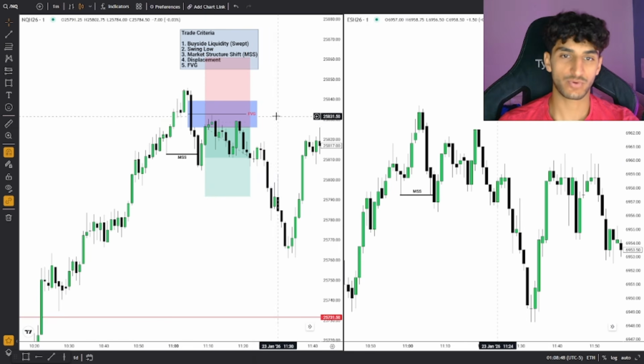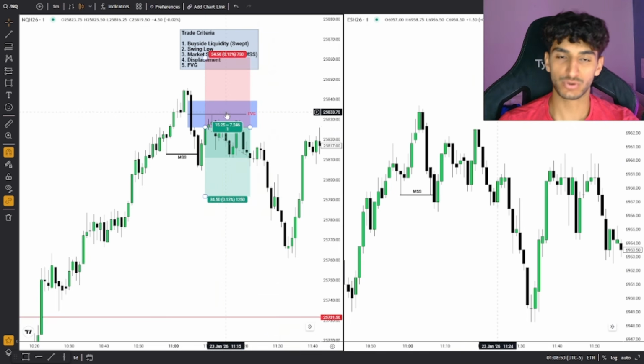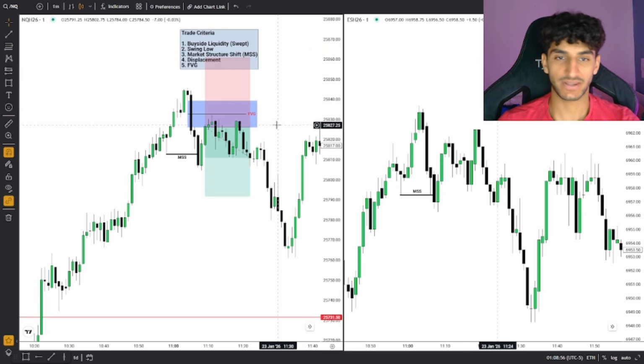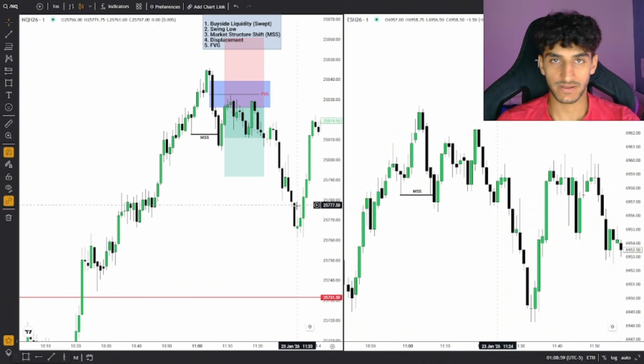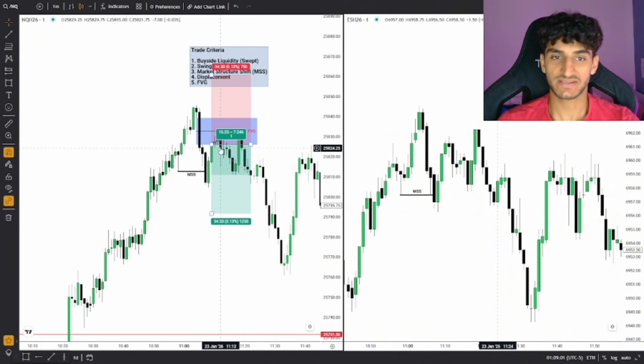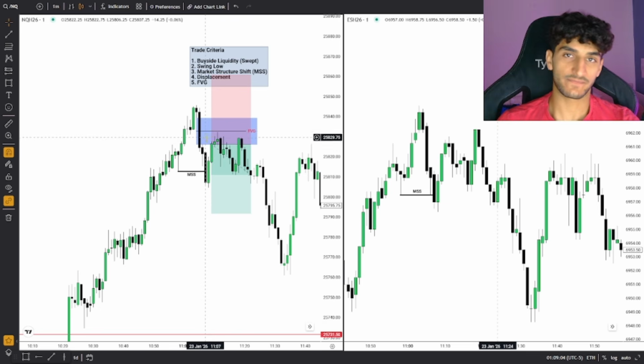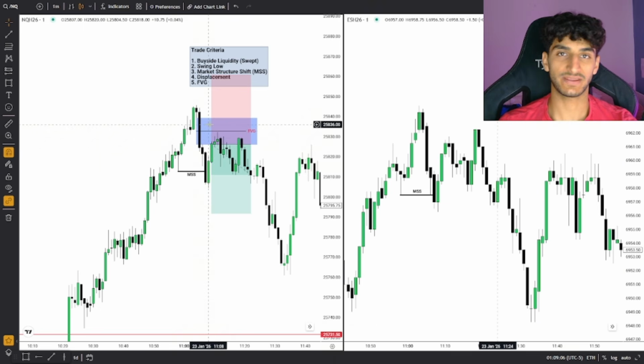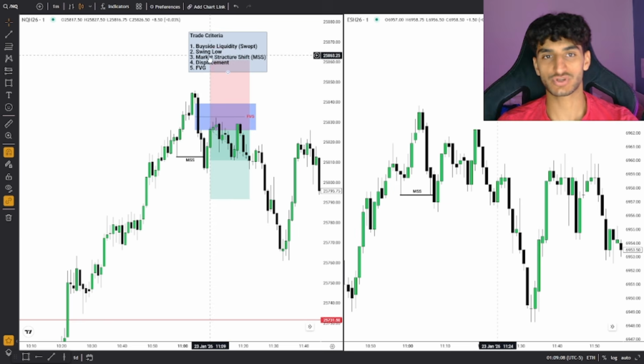I don't want to be waiting for price to go and tap into the middle or the top of the fair value gap, as sometimes price won't come and tap into these levels, and you will eventually lose out on a plus setup. So always just place your limit order at the edge of the fair value gap so you are assured to get in the trade. Now, coming to our stop loss, where do we place it?